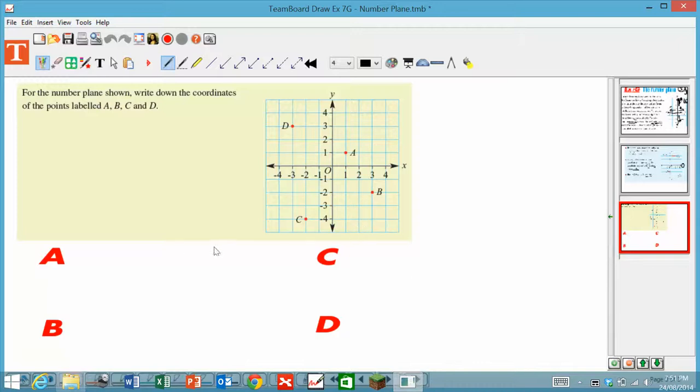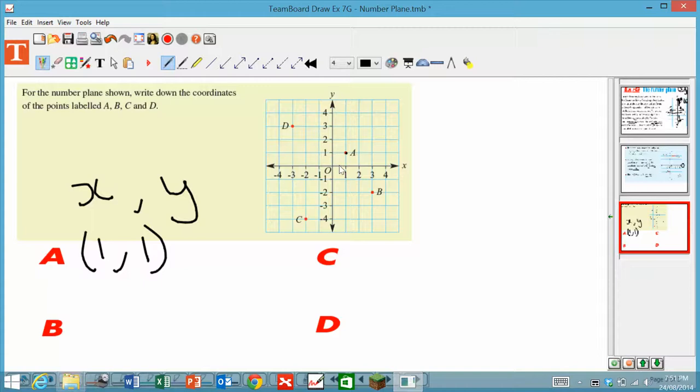Alright, welcome back. Hopefully you've paused it and not just continued to listen. Point A, sitting right here. Remember, we always do our x followed by our y. The number on our x-axis where this dot of A is at is 1, and my y is also 1. So my coordinates there are (1, 1).